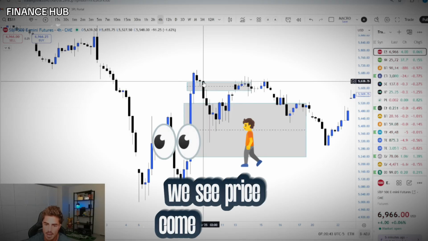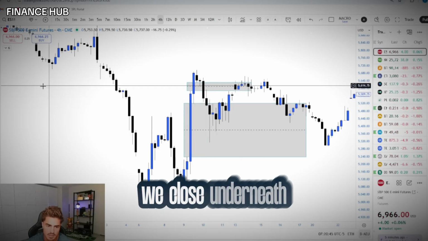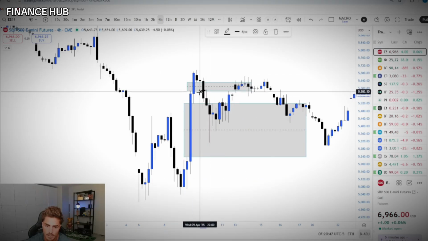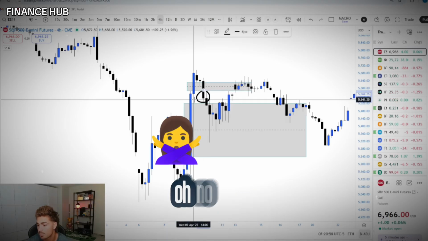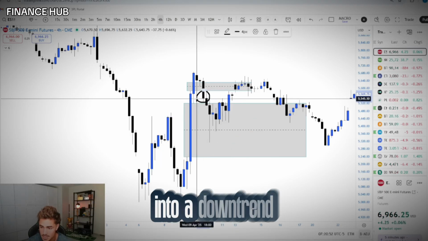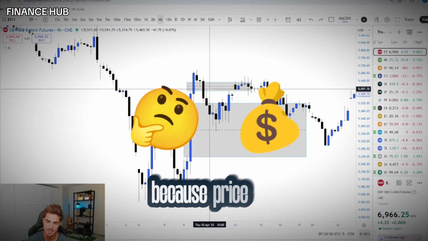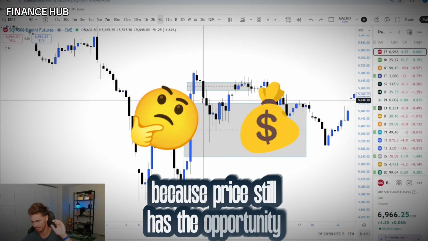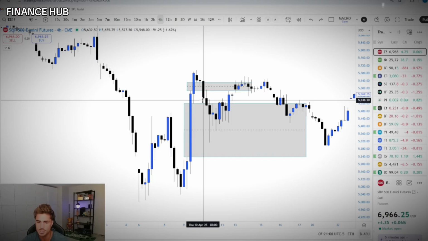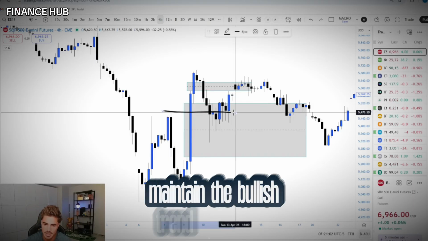We see price come down, and then what do we do? We close underneath this gap right here. So what does that mean? Does that mean, oh no, price is actually going into a downtrend? No. Why? Because price still has the opportunity to, one, maintain the bullish trend that we're in.